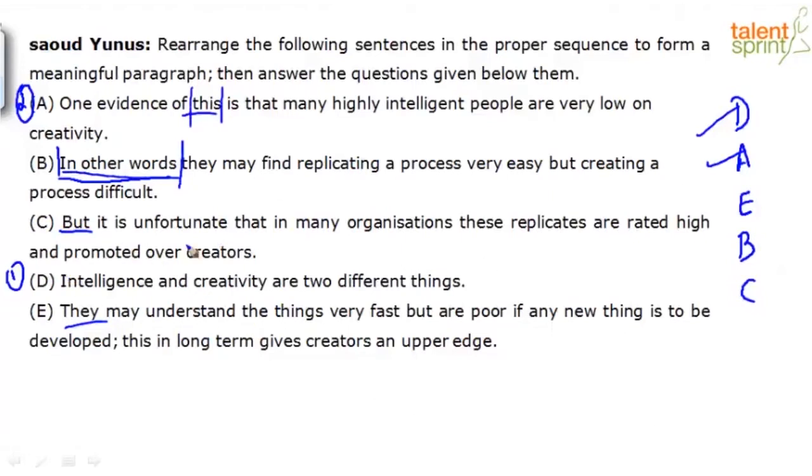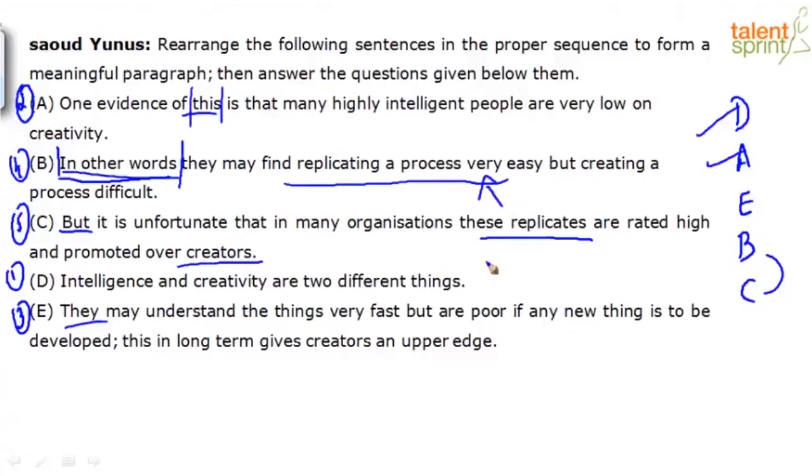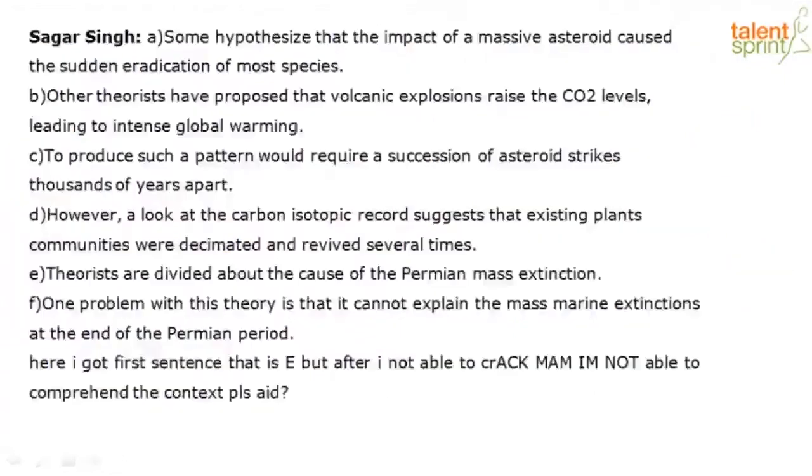C ends with, but it is unfortunate that in many organizations these replicates. Who are we talking about? Replicating a process. The intelligent people are rated high and promoted over the creative people. So obviously it has to be C following B. So this is another clue. So this is your sequence, right? 1, 2, 3, 4 and 5. Yeah, cool. I'm sure everybody got the sequence right. You're looking at, so these replicates meaning the intelligent guys, the highly intelligent people. Okay, easy one. Okay, Sagar's question.